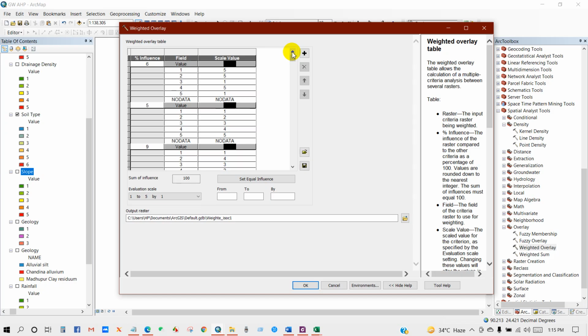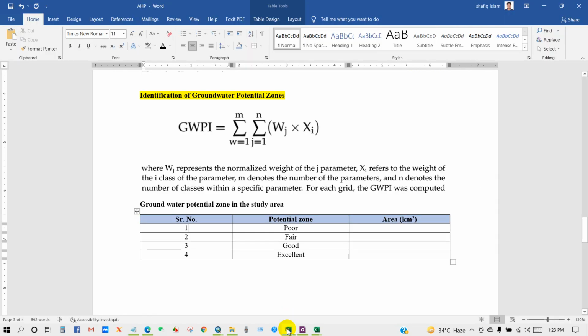Geology also is important for influencing groundwater flow and its existence, and rainfall is also more important as groundwater recharge is controlled by various factors, with rainfall playing a key role since it represents the main source of groundwater recharge.